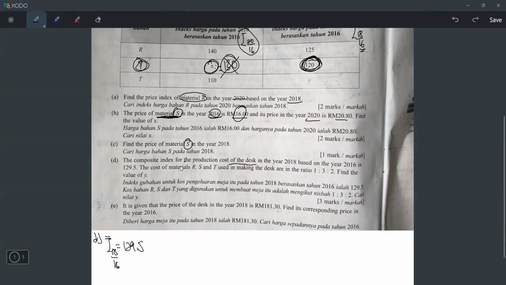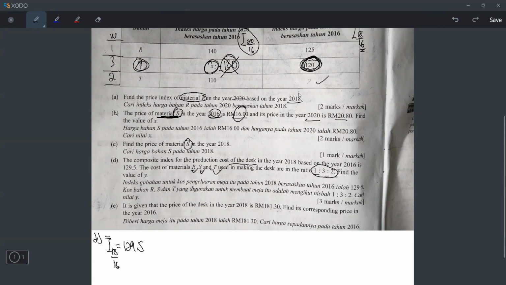Then the cost of R, S and T used in making the desk are in the ratio 1:3:2. If they give you a ratio, they are trying to give you what? The weightage, W. So I will just draw a new column. You can also draw on this side, it's up to you. So 1 is the ratio for R, S is 3, T is 2. So 1, 3 and 2. Find the value of Y.